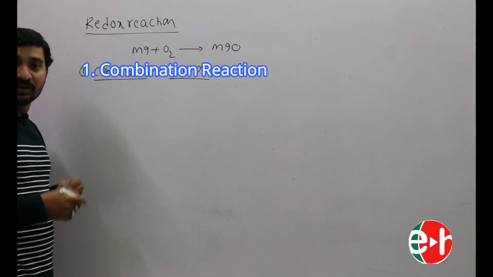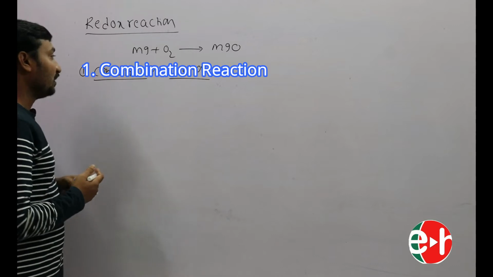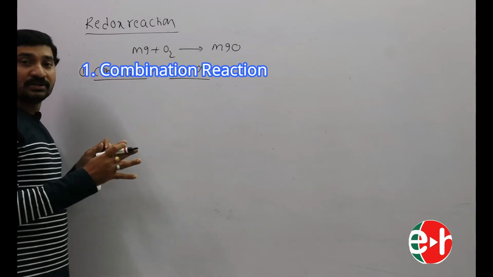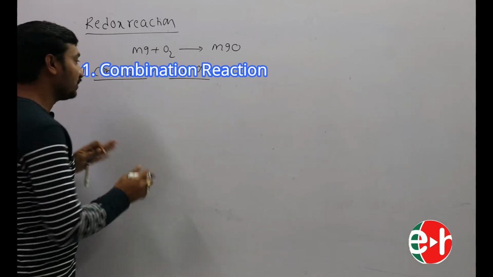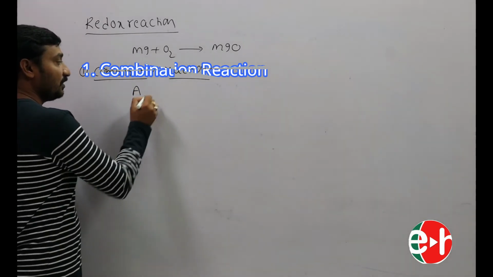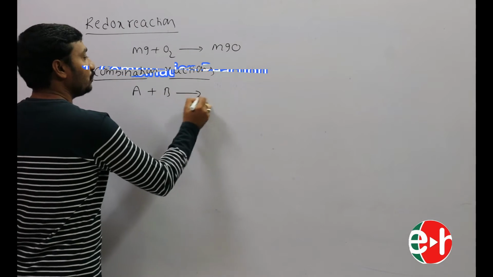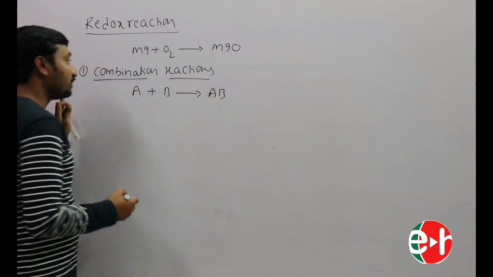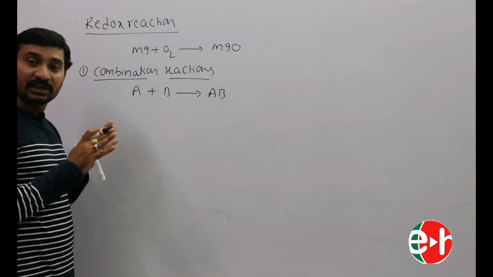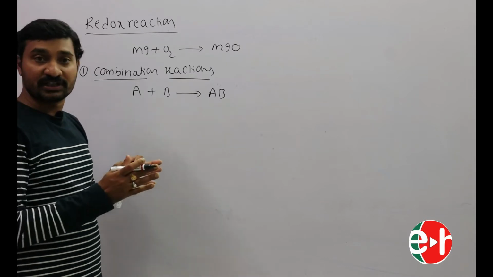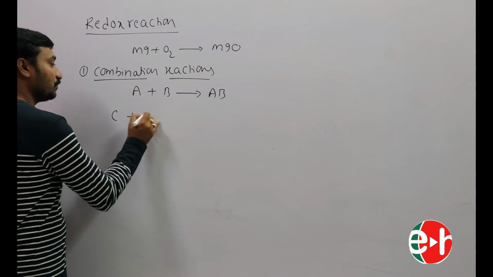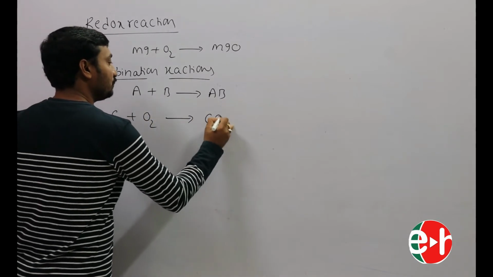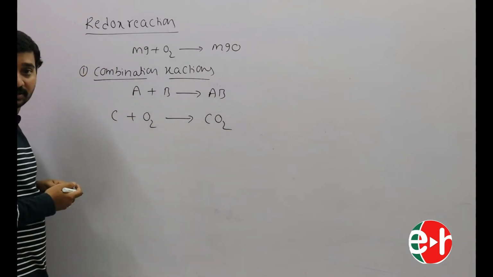Combination reactions. What is a combination reaction? Two elements combine to form a single compound, that is a combination reaction. For example, A and B combine to form AB. This is a combination reaction. In this, one element undergoes oxidation, another element undergoes reduction. For example, C plus O2 gives rise to CO2. This is a combination reaction.